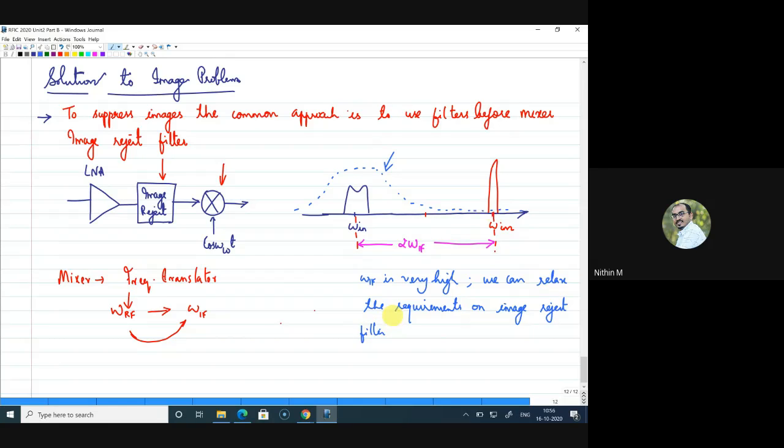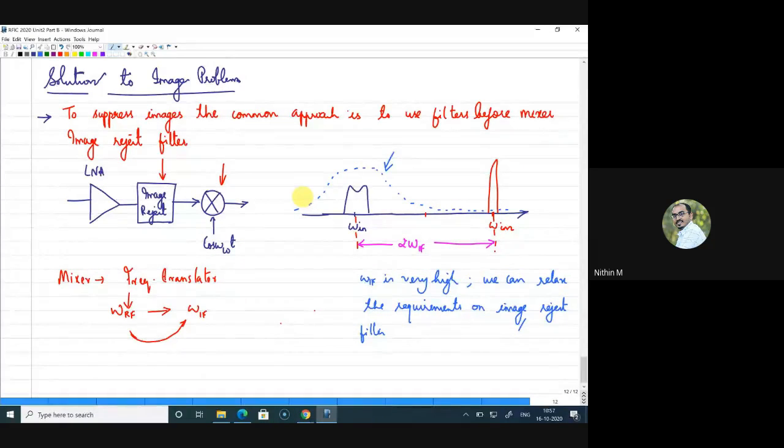If your omega IF is high, your image will appear at a larger distance, far away from your signal of interest. Even though the filter is centered at a high frequency, we don't need to worry much about the selectivity, because there is a lot of relaxation. We can have a not very sharp cutoff, but still with a relaxed filter we can remove the image and take out the signal itself.